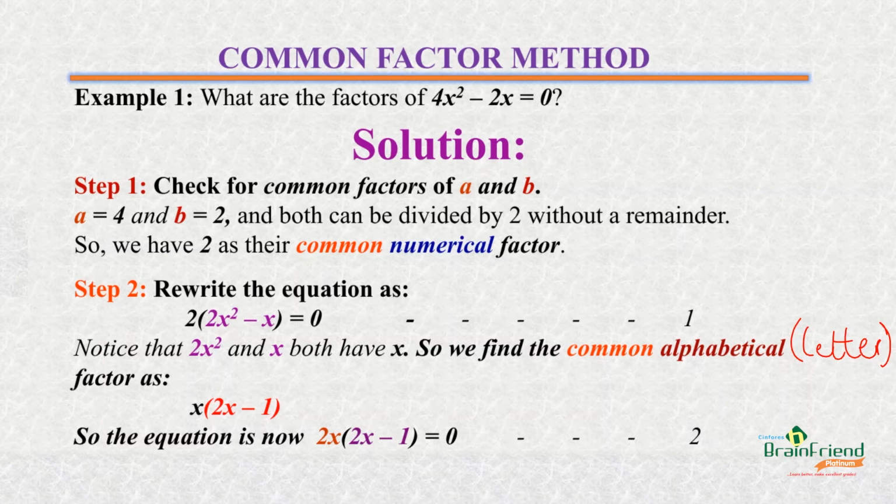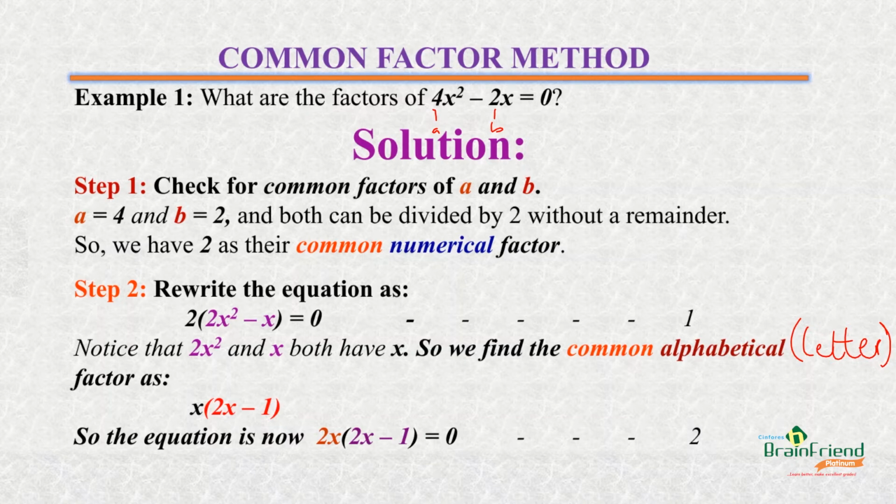We are going to check to see if there's a common factor between A and B. Wait, what is my A and what's my B here? Oh, okay, just look at it. This is my A and this is my B. The A in this case will be regarded as the coefficient of x squared, while my B will be regarded as the coefficient of x.